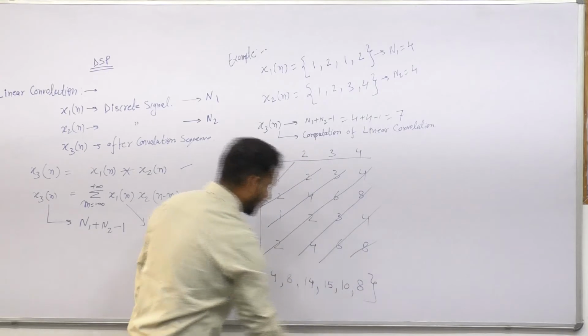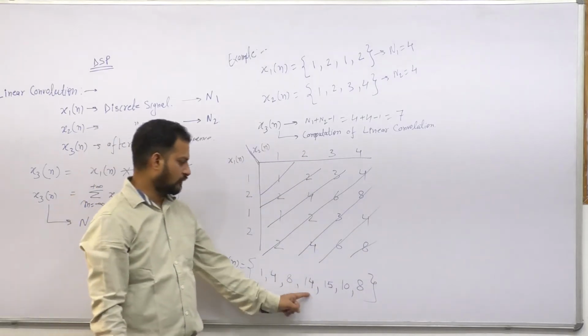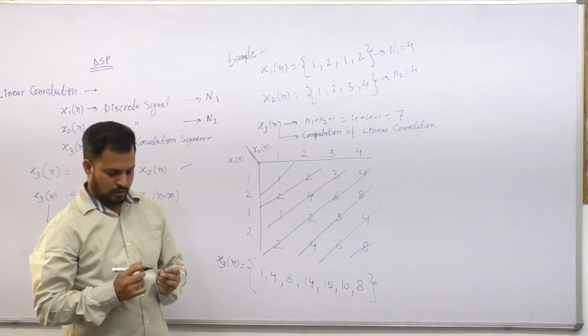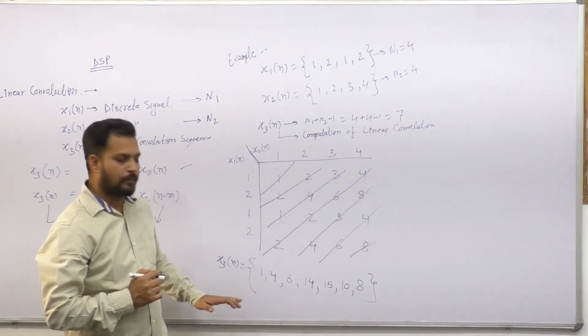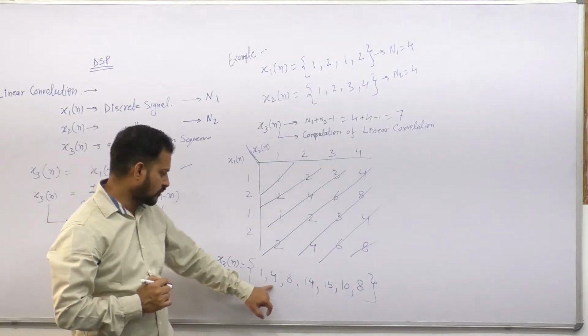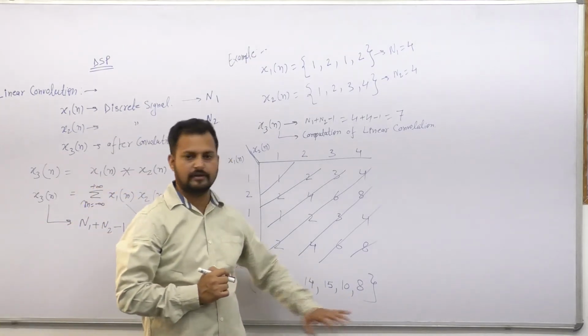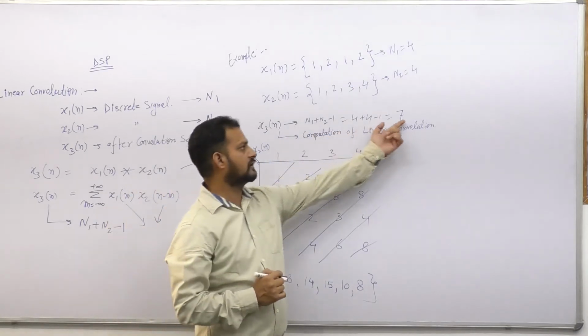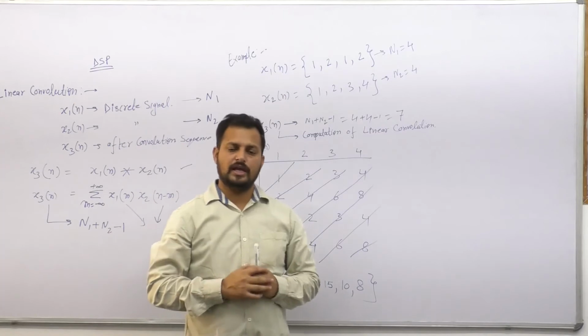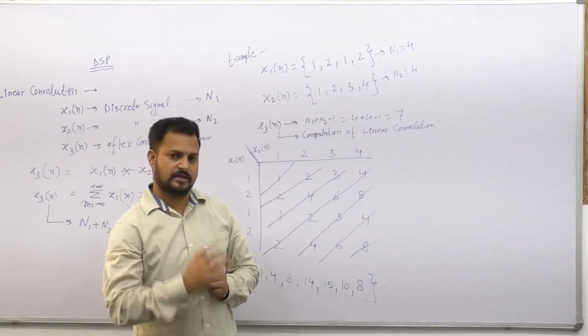So how many points we are getting? 1, 4, 8, 14, 15, 10, 8. Right? So this is the computation for the linear convolution. How many points? If we count them, 1, 2, 3, 4, 5, 6, 7. And initially by the formula we have given, 7 will be the output. So we have directly computed the linear convolution using the matrix method.